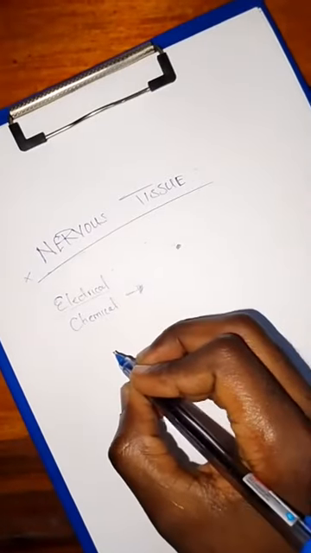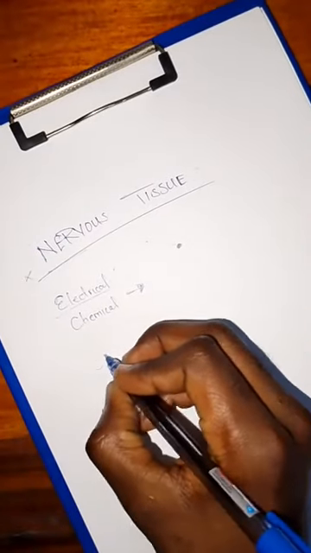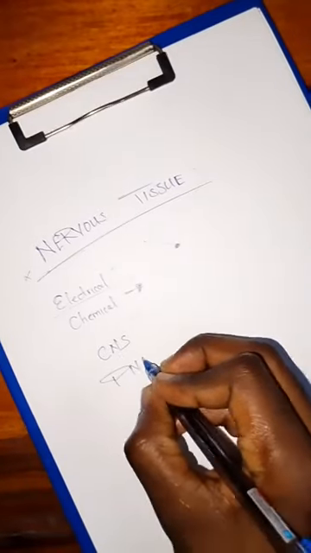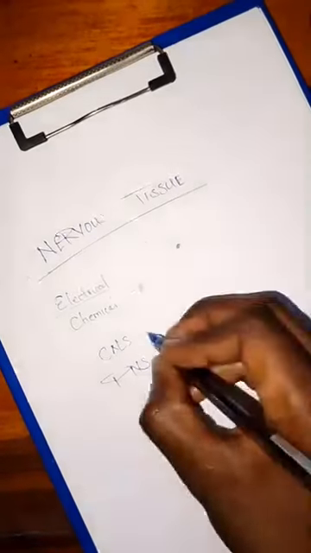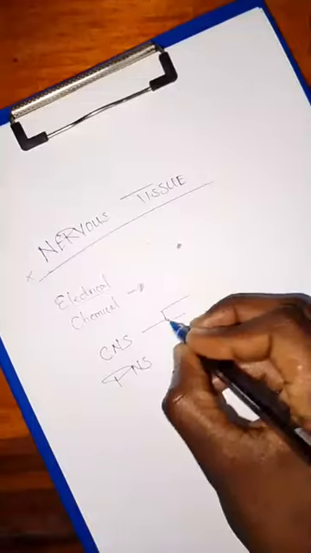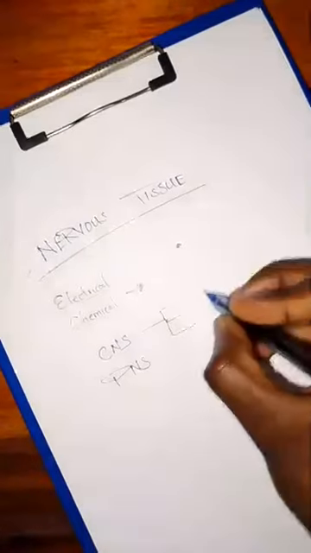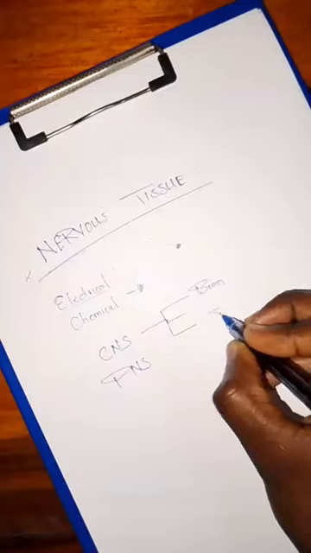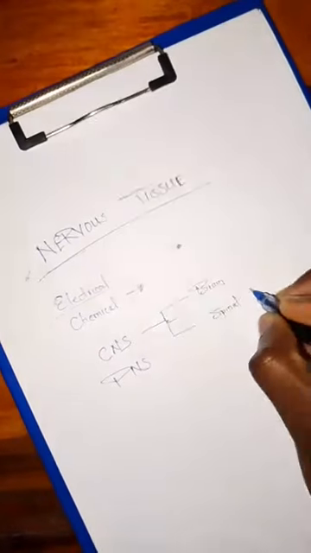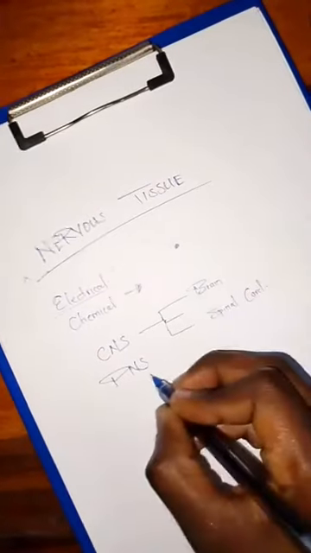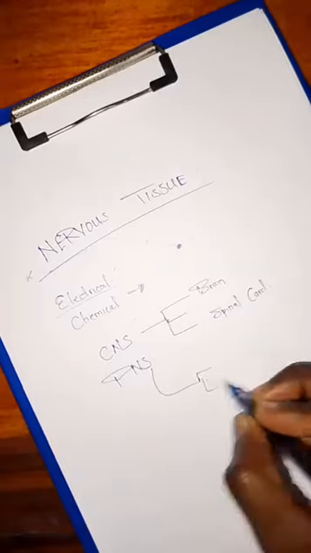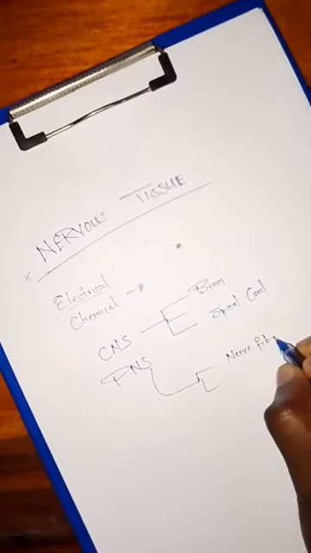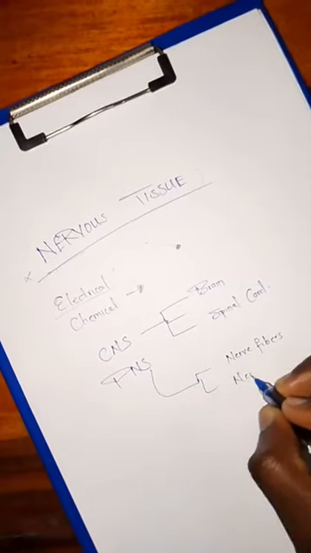The nervous system is divided into two: the central nervous system as well as the peripheral nervous system. The central nervous system, as you all know, is composed of the brain and also the spinal cord. That is for the central nervous system. Then the peripheral nervous system consists of the nerve fibers and the nerve cells.